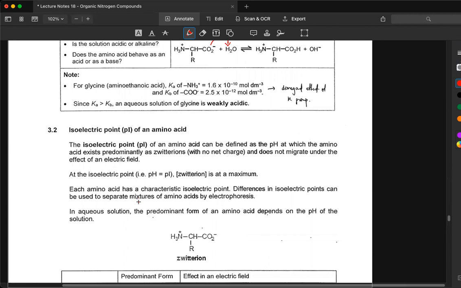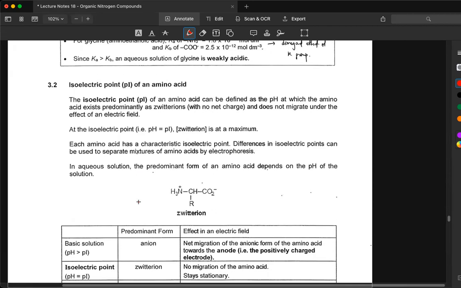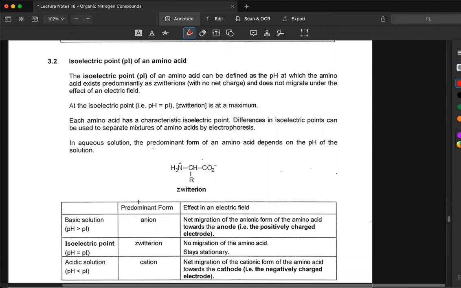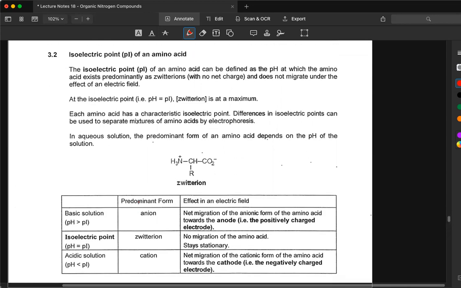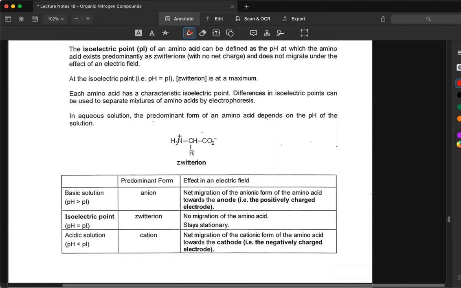The isoelectric point of an amino acid is defined as the pH where the amino acid exists predominantly as Zwitter ions and does not migrate under the effect of an electric field. So at the isoelectric point, pH equals pI, and the Zwitter ion concentration is at the maximum. Each amino acid has a characteristic isoelectric point. The differences in isoelectric points can be used to separate a mixture of amino acids by electrophoresis. In aqueous solution, the predominant form of the amino acid depends on the pH of the solution.